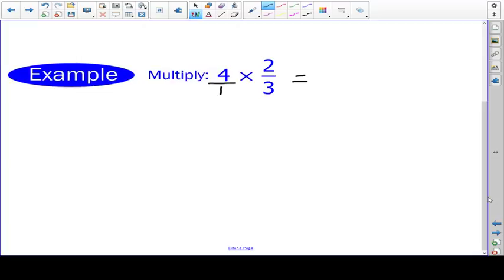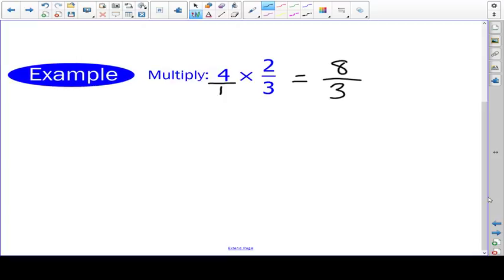So 4 times 2 is 8. And then bottom times bottom, 1 times 3 is 3. So the answer is 8/3. Now 8/3 is an improper fraction.